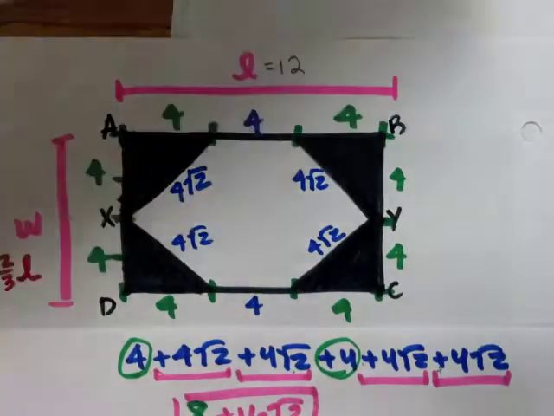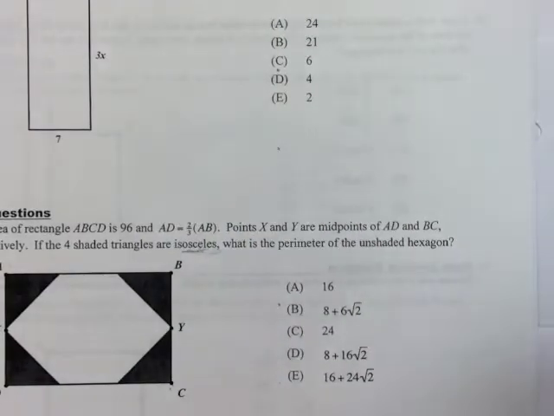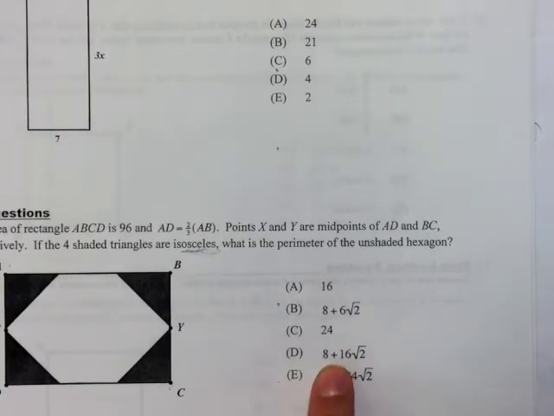Now if you look at your answers, they don't simplify it. They just leave it like that. So here our answer is going to be D, 8 plus 16 square root of 2.